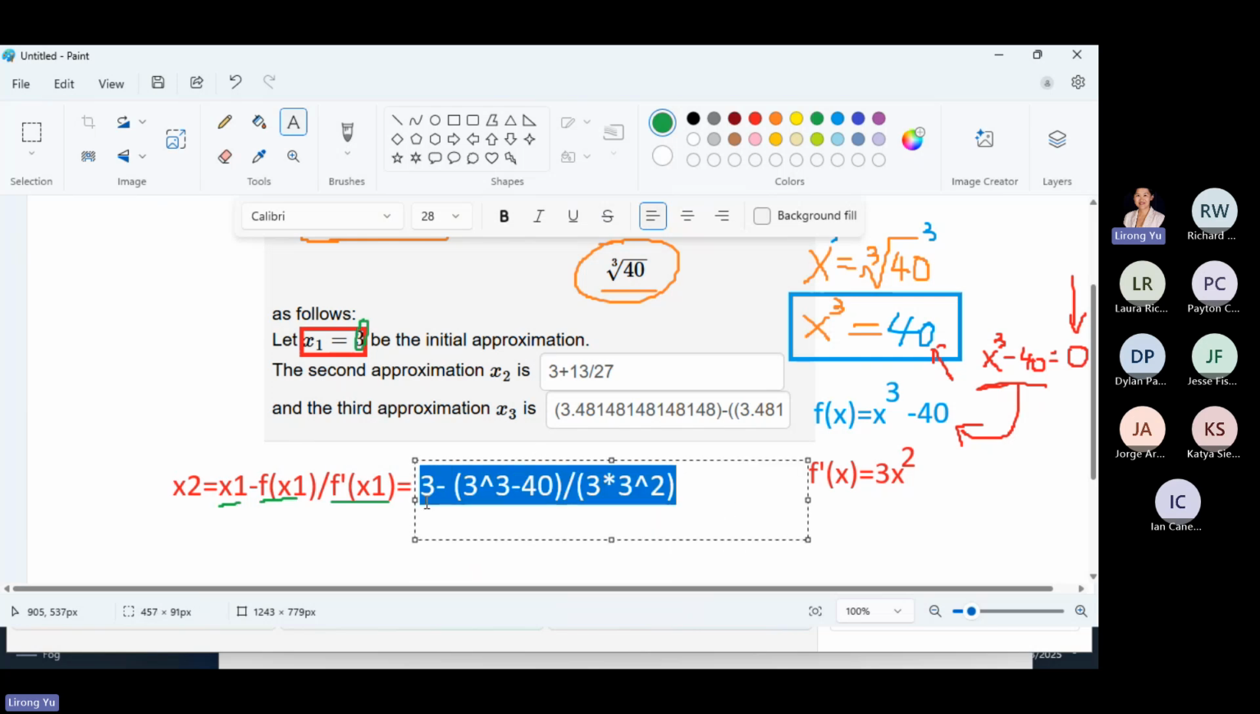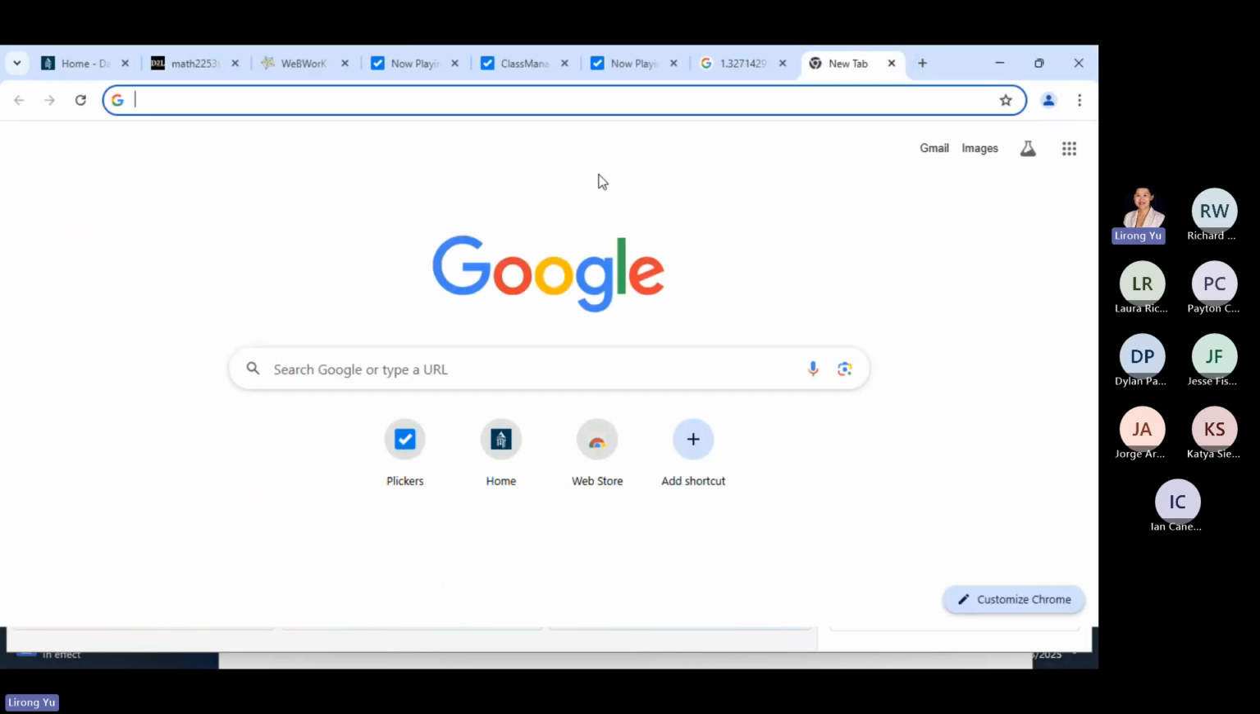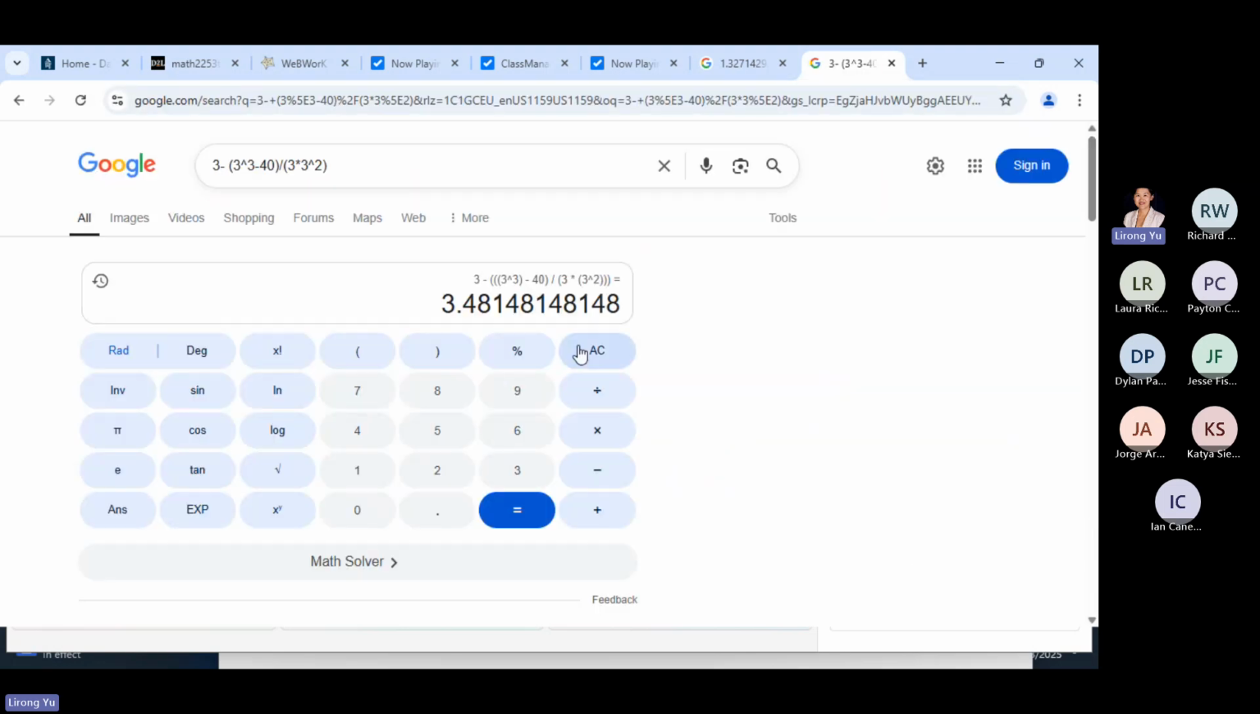And then now that's all you need. And then the 3 times 3x squared, that's a 27. Then the 3 cubed minus 40 is actually 13. So essentially 3 plus 13 over 27. That was the answer. You can also simply put in the numerical value, the decimal value for it. If you put all these into your calculator, like this, that calculation is going to give you this.